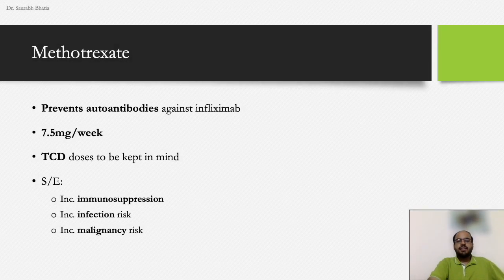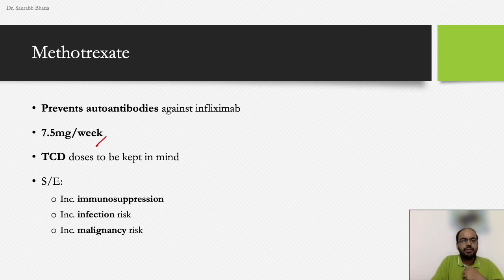Now let's discuss a little bit about using methotrexate along with infliximab. Remember that low-dose methotrexate prevents autoantibodies against infliximab, and these are the antibodies which will decrease the efficacy. So if you combine infliximab with methotrexate, the autoantibodies are not formed that much, and they are not able to decrease the level or the efficacy of infliximab. So it's always beneficial to combine them. Remember that FDA approval for rheumatoid arthritis for infliximab is only to be used with methotrexate, not without that.